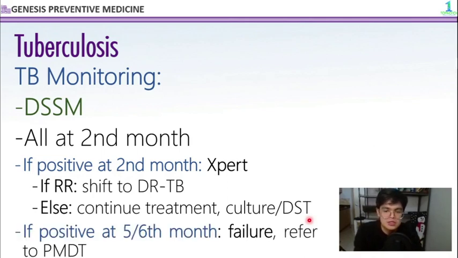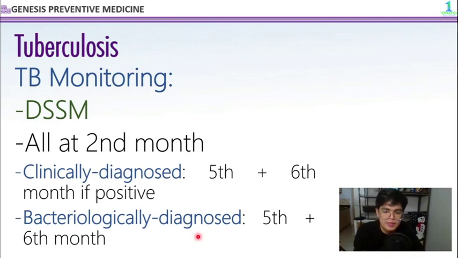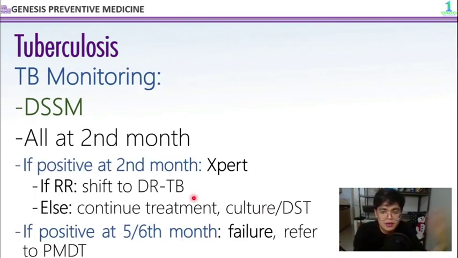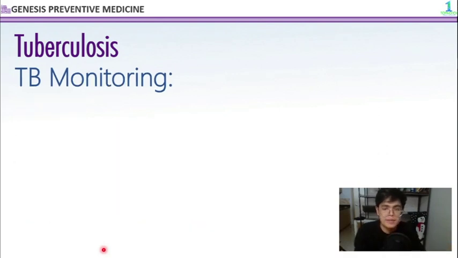Okay? So if positive at the 5th or 6th month, regardless of bacteriologic status, if they are 5th, 6th month positive with DSSM, that is automatically a failure, and they are referred to PMDT for potential resistance. So they will be treated as DRTB or will undergo further tests.